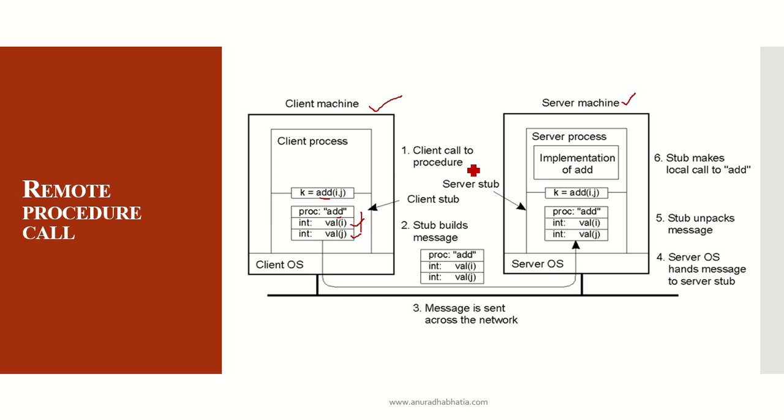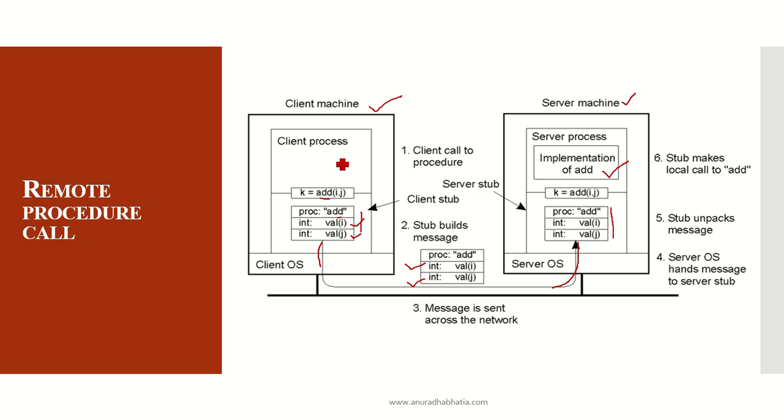So the client calls the procedure. This is the stub. The stub builds the message. Now what is the message? The variables which need to be passed. So this is my client OS. The message is sent across the network. This is the remote network through which it is passed. Now from here you will see the values flowing from the client OS to the server OS, and the server OS hands the message to the server stub. Now here the stub is unpacking my messages. The stub makes a local call to add, and add is implemented here.